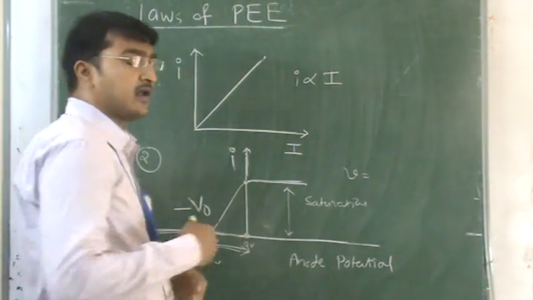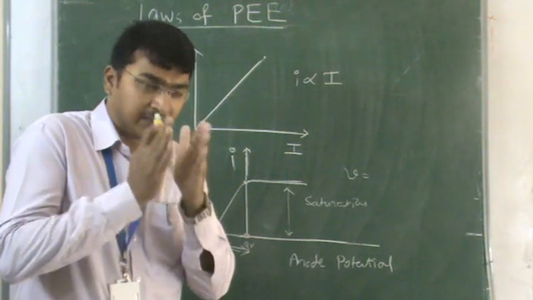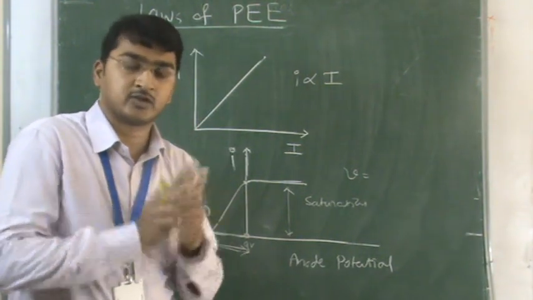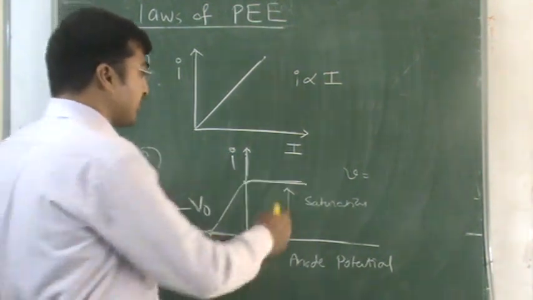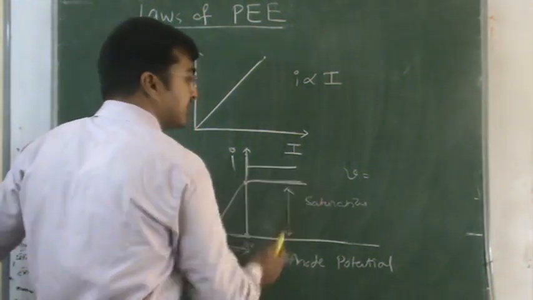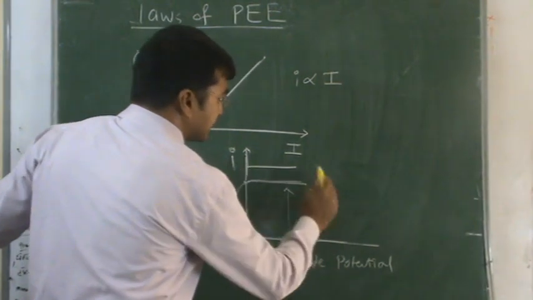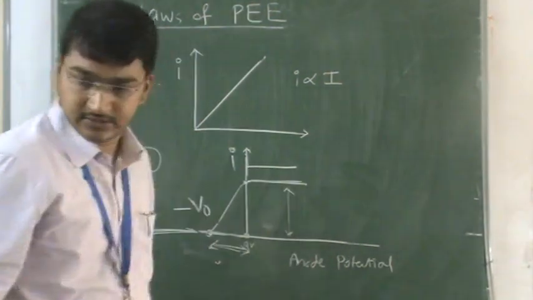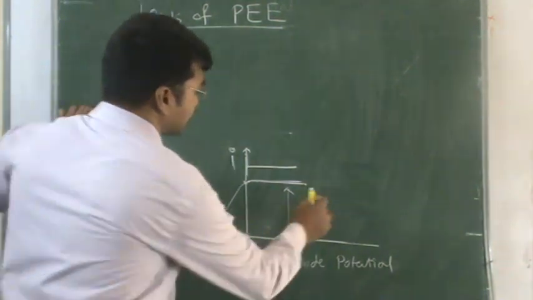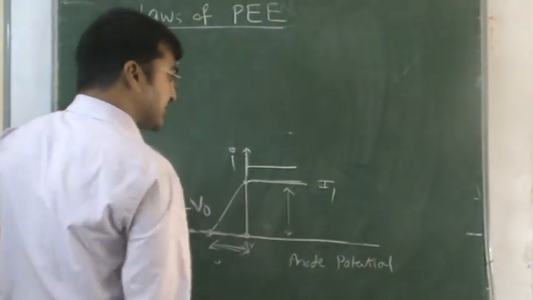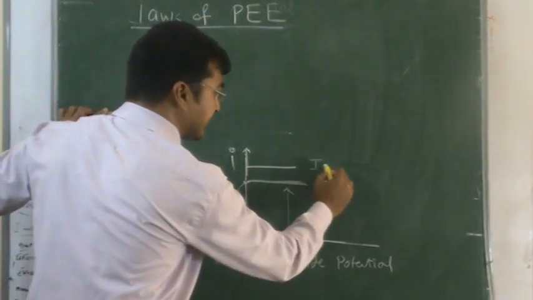Now I am not changing the metal, that is, I am not changing the cathode plate. I am changing the intensity. So this has one intensity. If I change to one more intensity like this, this is I1, the first intensity. Now I am increasing the intensity of light to I2.